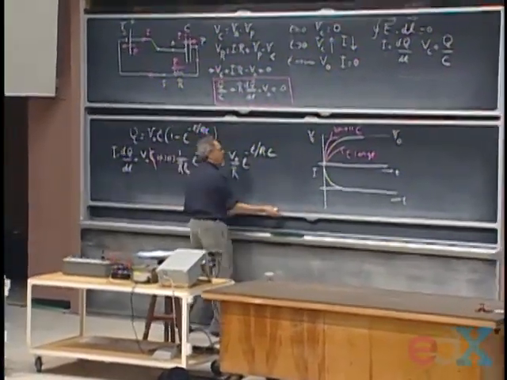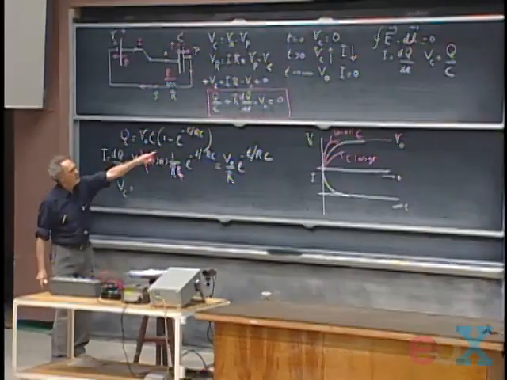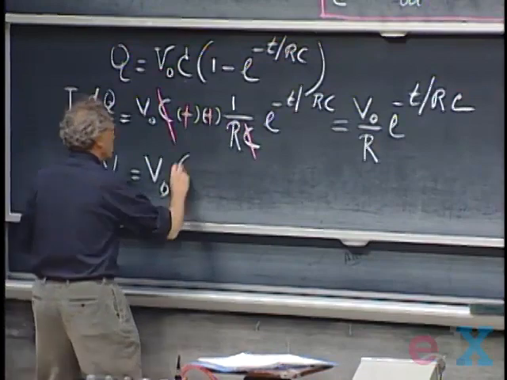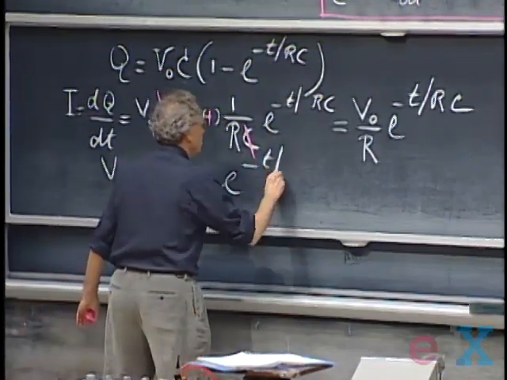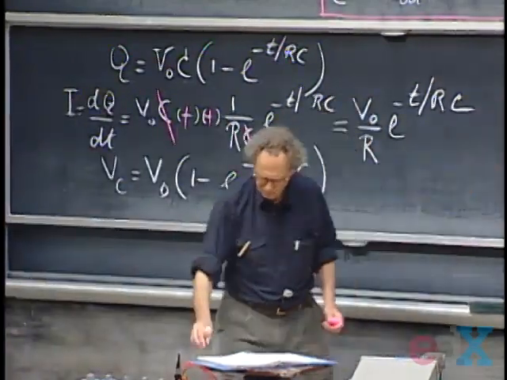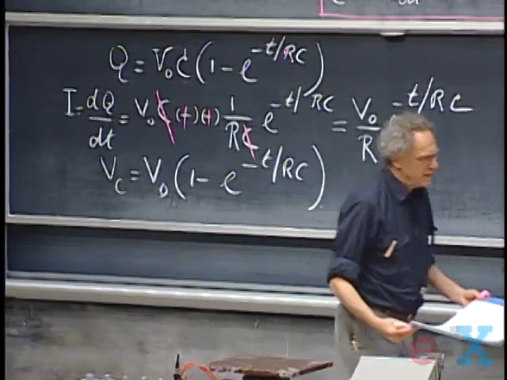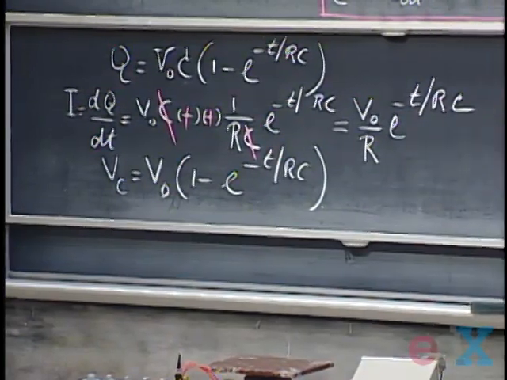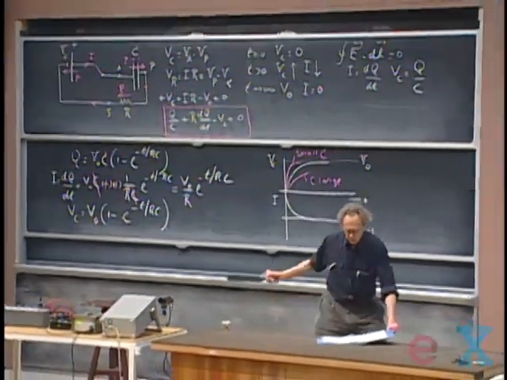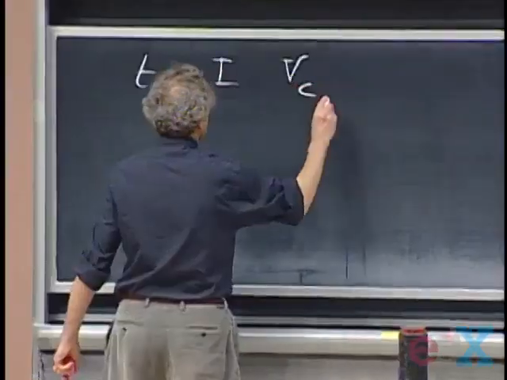And the potential over the capacitor is now very simple, because the potential over the capacitor is Q divided by C. And I already have Q here, so I simply have to divide this C out. So I get V0 times 1 minus E to the minus t over RC. And so that is the upper curve. And so we can now make a small table, and we can look at various values for t. Maybe I should do that here on the blackboard, because I don't want to erase anything yet. So we have t here, we have I, and we have V of C.